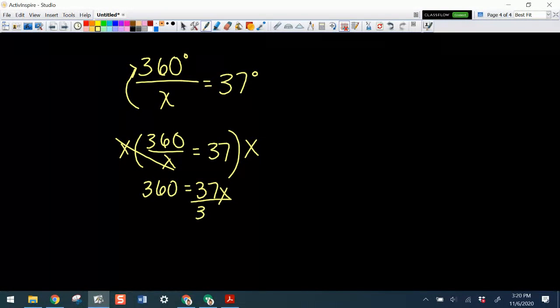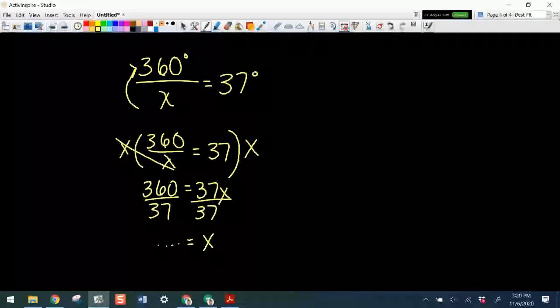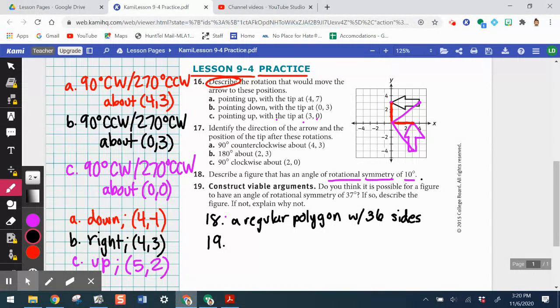And when you divide both sides by 37, and you put that in the calculator, you get a decimal. So there's not a whole number that divides into 360 such that we find 37 degrees for our angle of rotational symmetry. So let's go back and read the question again. Is it possible for a figure to have an angle of rotational symmetry of 37 degrees? It's not, because that would mean it needs to have 37 sides and 37 angles that are congruent, and there's no such shape that does that.